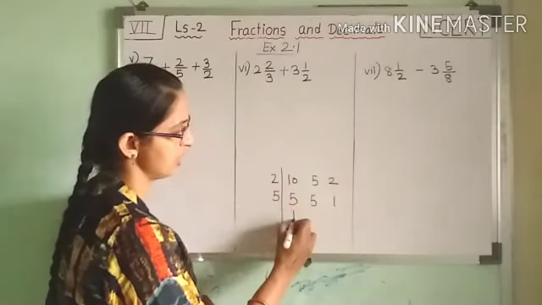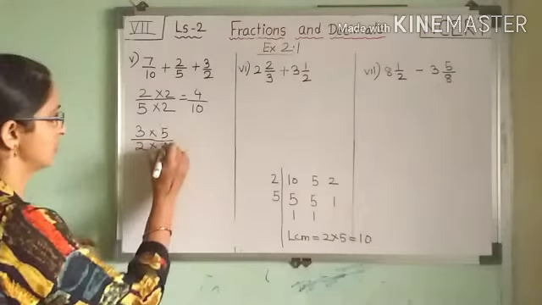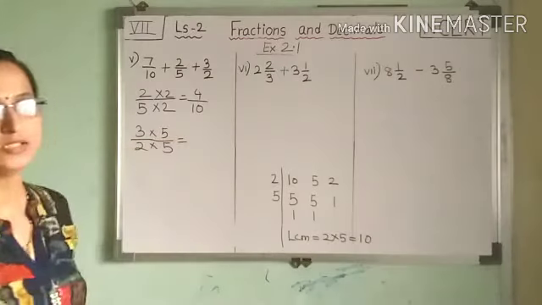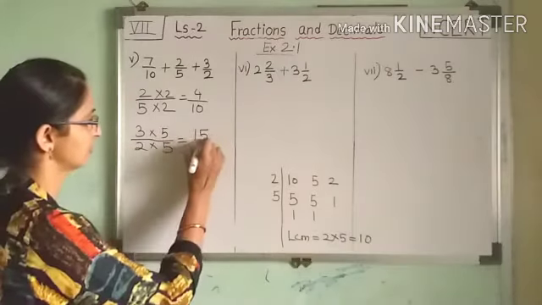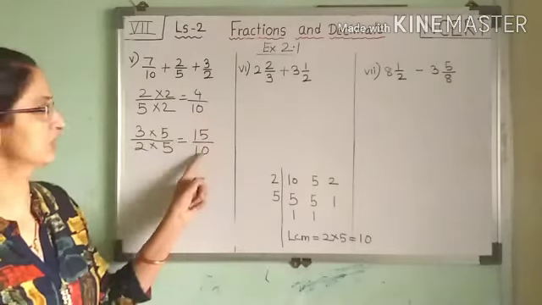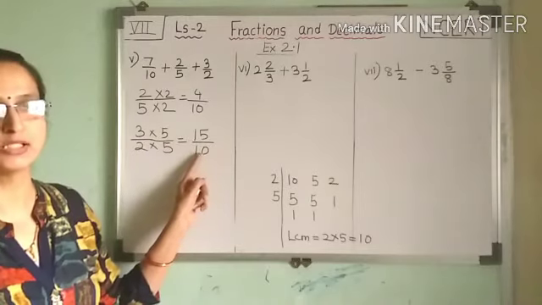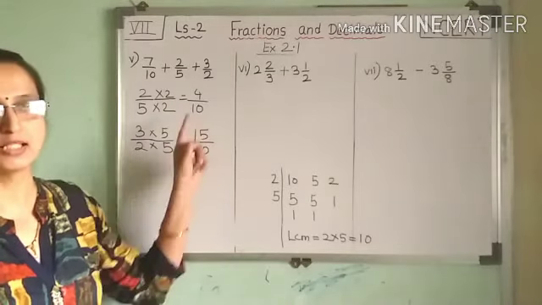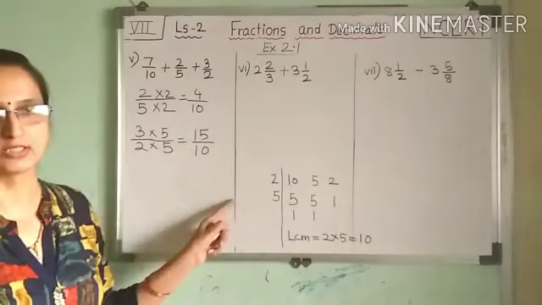Now for this fraction, we want 10 here. So multiply it by 5. 3 5s are 15. 2 5s are 10. Now here 10, here also denominator 10, and here also denominator is 10. Now these are like fractions. It is now very easy to add these fractions.